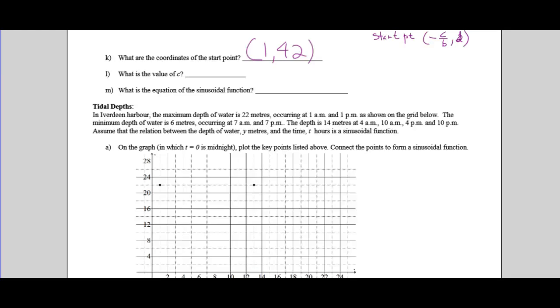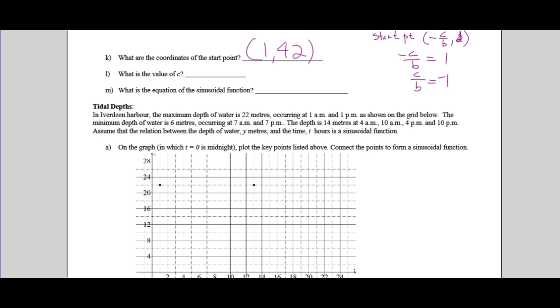Okay, so the d, we already know that's 42. That means that negative c over b must be equal to 1. Okay, make sense? Just taking the things that are in the same position. The first coordinate of the start point is 1, and it's negative c over b. I can multiply both sides by negative 1, so let's simplify that. C over b is equal to negative 1.